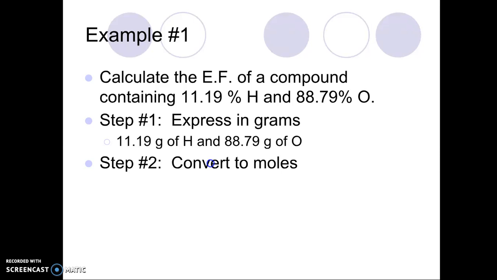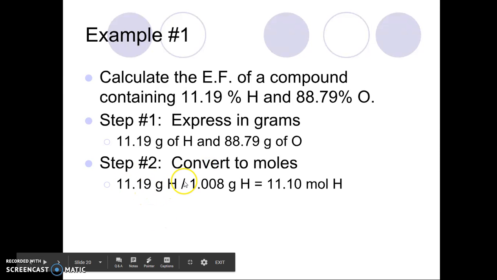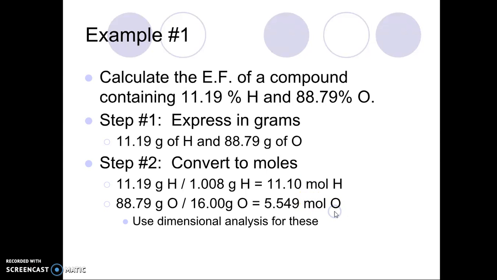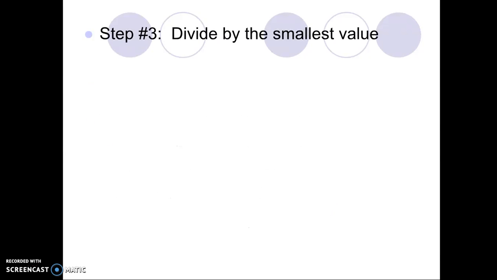Step number 2, I'm going to convert these to moles. So 11.19 grams of hydrogen divided by 1.008 grams per mole of hydrogen gives me 11.10 moles of hydrogen. And then 88.79 grams of oxygen divided by 16, because that's the molar mass, equals 5.549. So I have now just converted these 2 units to moles. I used dimensional analysis, used my T boxes.